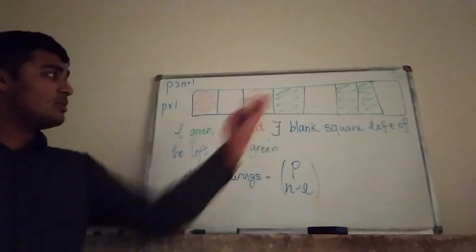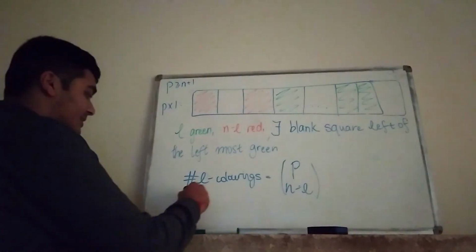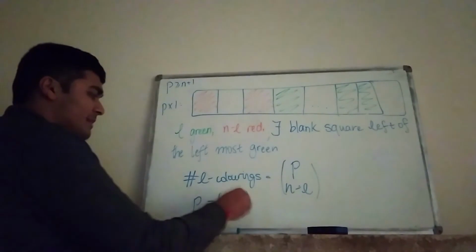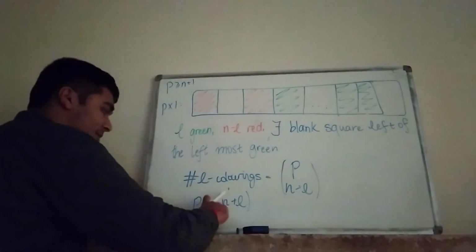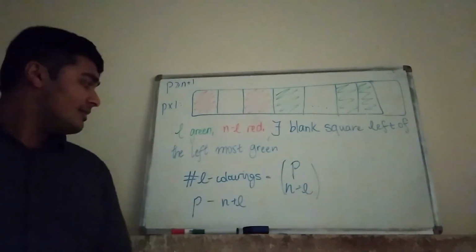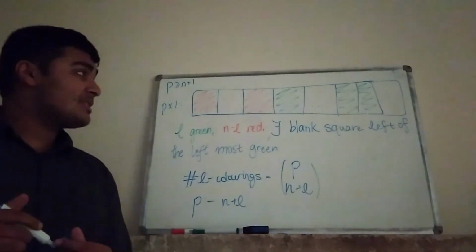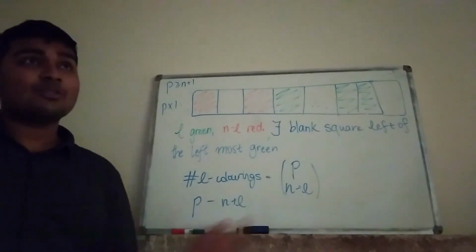But then, of course, we've still got the green squares to choose. Well, how many squares are left? Well, there's going to be p, because they're associated with p squares, minus the n minus L, which are already occupied by red squares. So this thing here is p minus n plus L. I'll get rid of the brackets. Okay, so we've got p minus n plus L squares to choose the green square from. However, remember the green square cannot go in the leftmost unoccupied square.